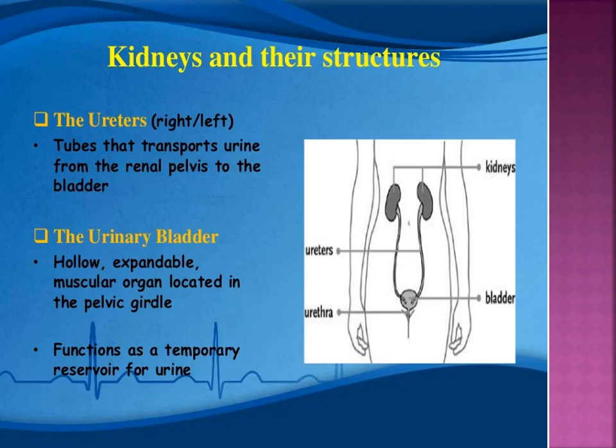Then the urinary bladder, a hollow, expanded muscular organ located in the pelvic girdle. This one is the bladder. It functions as a temporary reservoir for the urine, right? The three things are there: kidneys, ureter, and then the urinary bladder. In the kidney, we have done three structures: renal cortex, renal medulla, renal pelvis. Clear? In the kidney, three parts. Which ones? Cortex, medulla, pelvis. Then through the ureters, where will the urine come? Into the bladder. And finally out through the urethra.